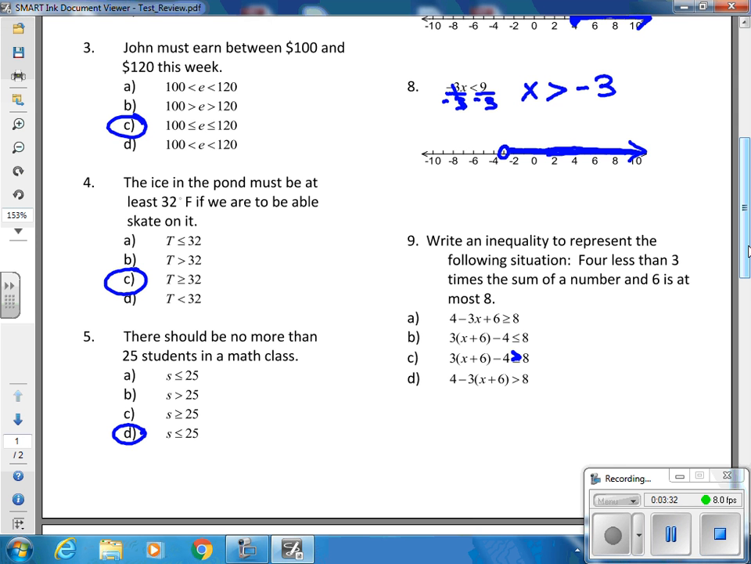Since B and C are the same exact answers, we want to have one that's at least different so you can pick a great answer to satisfy the problem. All right, so now looking at it, 4 less than 3 times the sum of a number and 6 is at most 8. All right, so take it slowly.